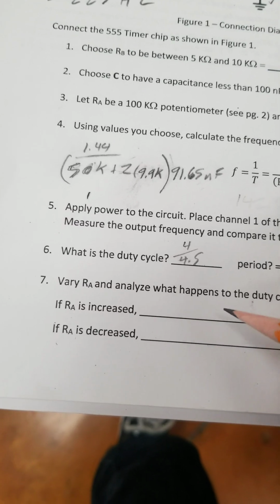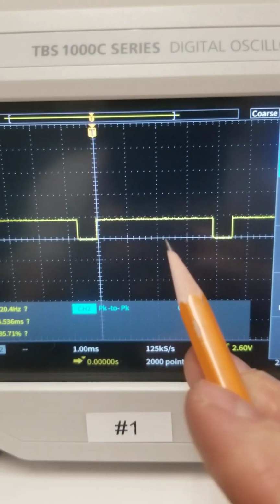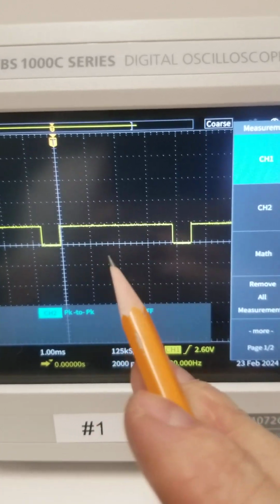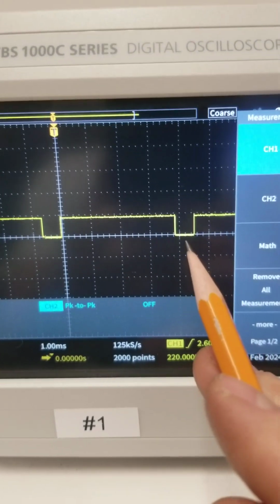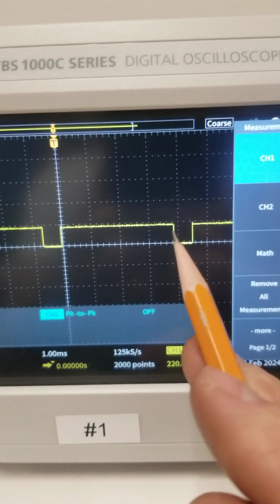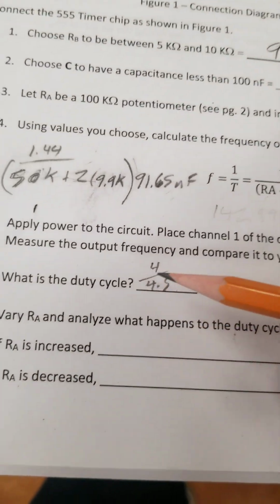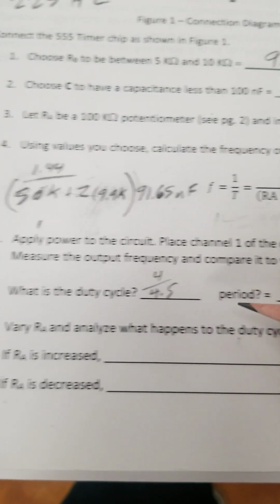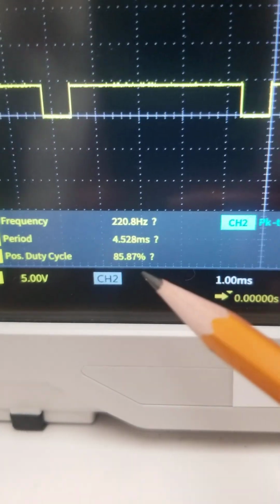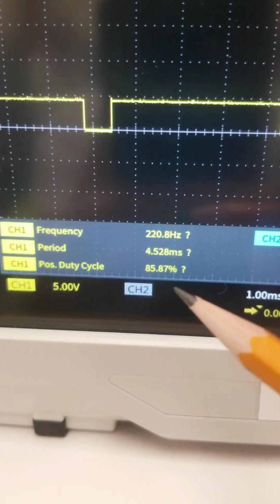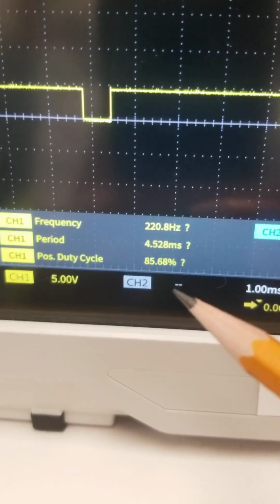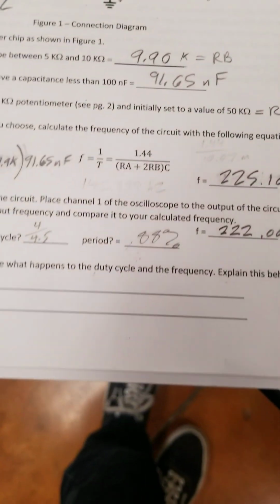My duty cycle, the period here, each one of these is a millisecond, so I have 4.5 milliseconds. And then the time that it's high is 4, so I divided 4 by 4.5 to get the percentage, which is 88%. And the scope is telling me that the duty cycle is 85.8. So that's close. I'm in the ballpark. I think my calculations are good.